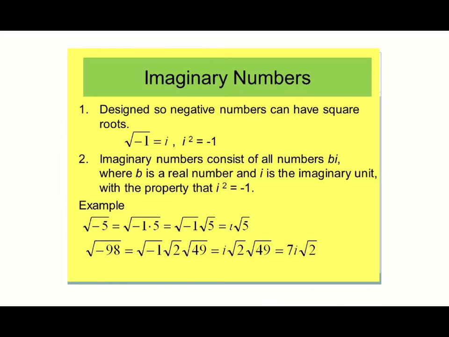So imaginary numbers. We have a bunch of different number systems within our real number system. We have natural numbers, which are just 1, 2, 3, 4. Then we have whole numbers, so we can include 0. Then we have integers, so we can include negative numbers, and rational numbers, so that we can have square roots and things like that. So now we are looking at the imaginary number system, and it's designed so that negative numbers can have square roots.